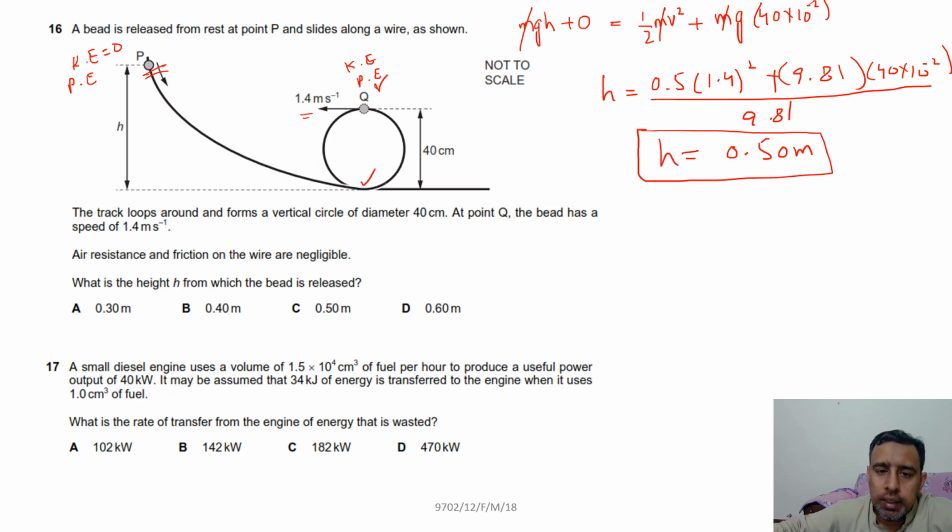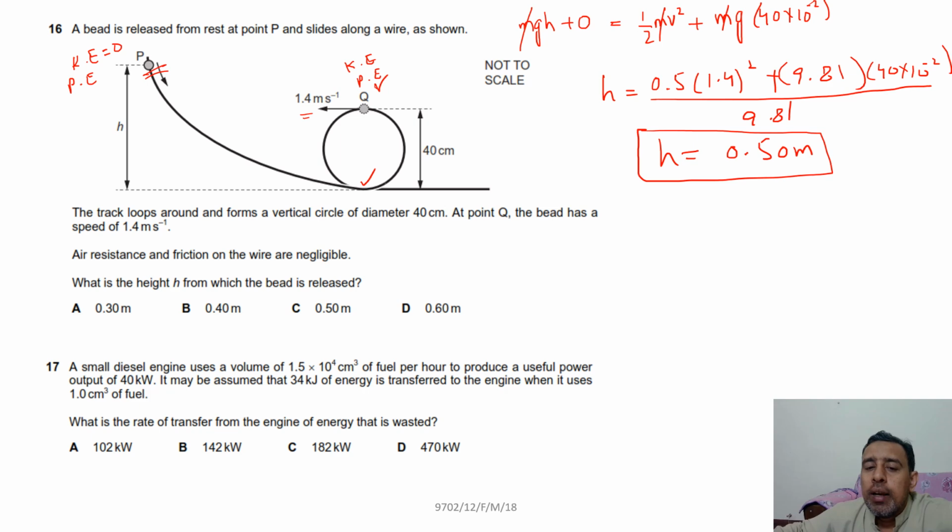For question number 17, a small diesel engine uses a volume of 1.5 into 10 raised to 4 centimeter cube of fuel per hour to produce a useful output power of 40 kilowatt. It means the volume used is 1.5 into 10 to the 4 in 1 hour, in 60 minutes, 3600 seconds, but the output obtained is 40 kilowatt. It may be assumed that 34 kilojoule of energy is transferred to the engine when it uses 1 centimeter cube of the fuel. What is the rate of transfer from the engine of that energy that is wasted?